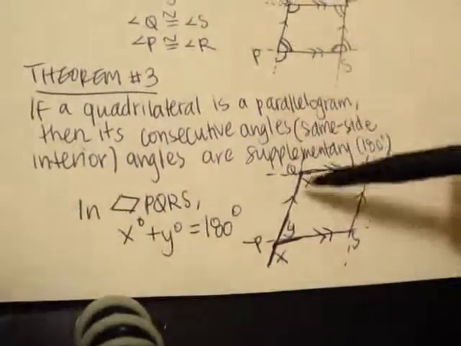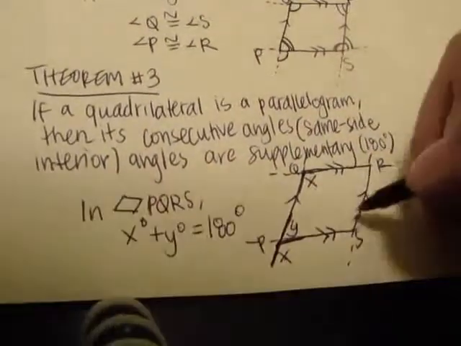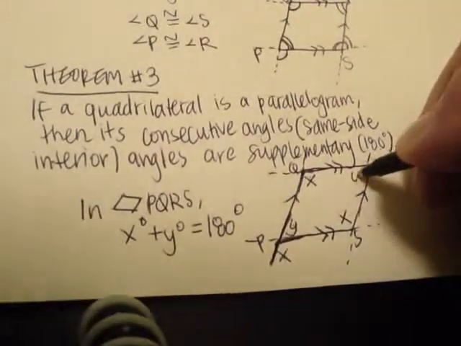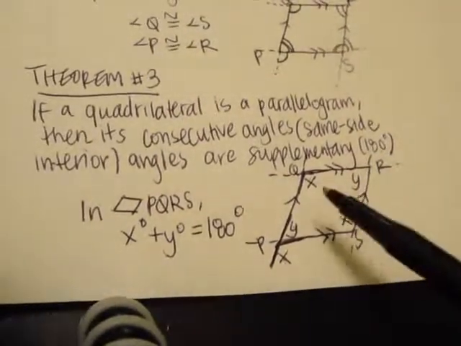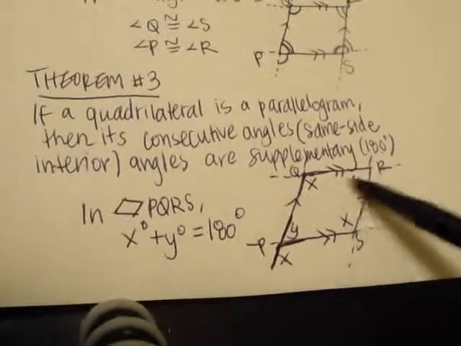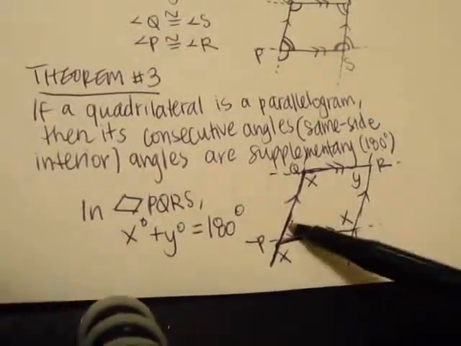And again, because we know the opposite angles are congruent to each other, I'm going to go ahead and label this x and label this y. And this works not only in this direction, but this direction, and this direction, and this direction.